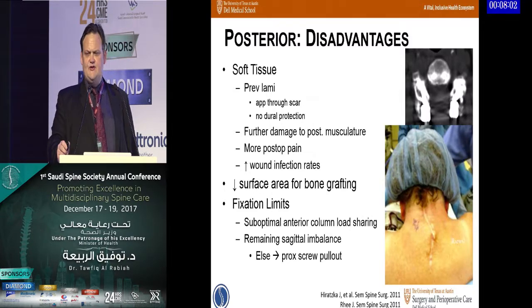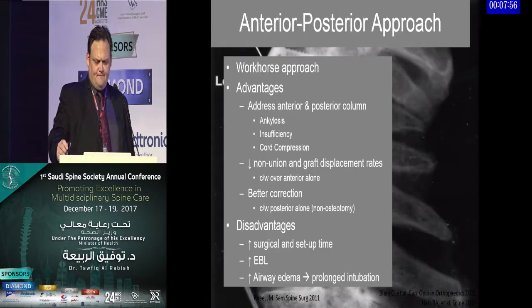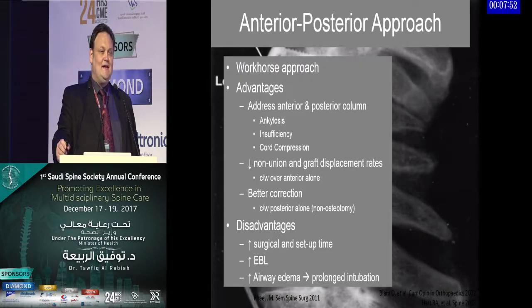Certainly, while the fixation is stronger posteriorly, if you don't have anterior column support, you risk pullout, especially of your proximal screws. So for a lot of these patients, the workhorse approach tends to be an anterior-posterior approach, which has the advantages of both of the other approaches, but also combines the disadvantages of all those other approaches in terms of significantly longer operative times, blood loss, and the possibility of airway edema, peg and trach placement in some cases, and so on.